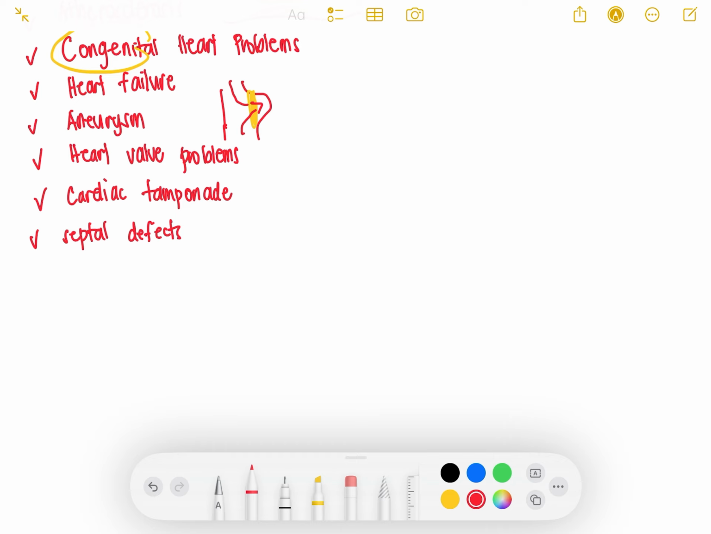Okay, ano yung dalawang general type? You have the AV valves and the semi-lunar valves. Okay, so pwede niyang ma-determine kung meron bang problema sa mga heart valves. Next, you have cardiac tamponade.